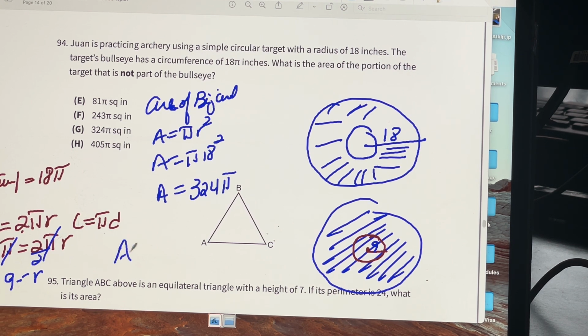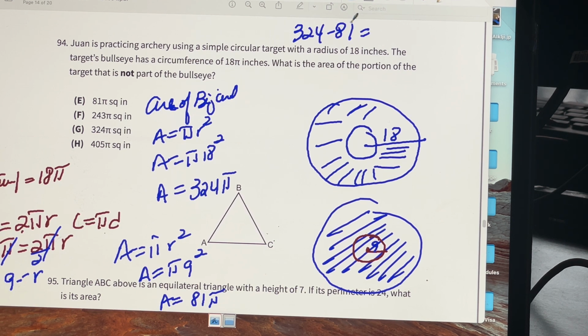So again, A equals pi r squared. A equals pi times 9 to the second power. A equals 81 pi. Now if we subtract 324 minus 81, that should give us the area that we're looking for. So 324 minus 81 is 243. So 243 pi square units is the area of everything except the little circle in the middle.